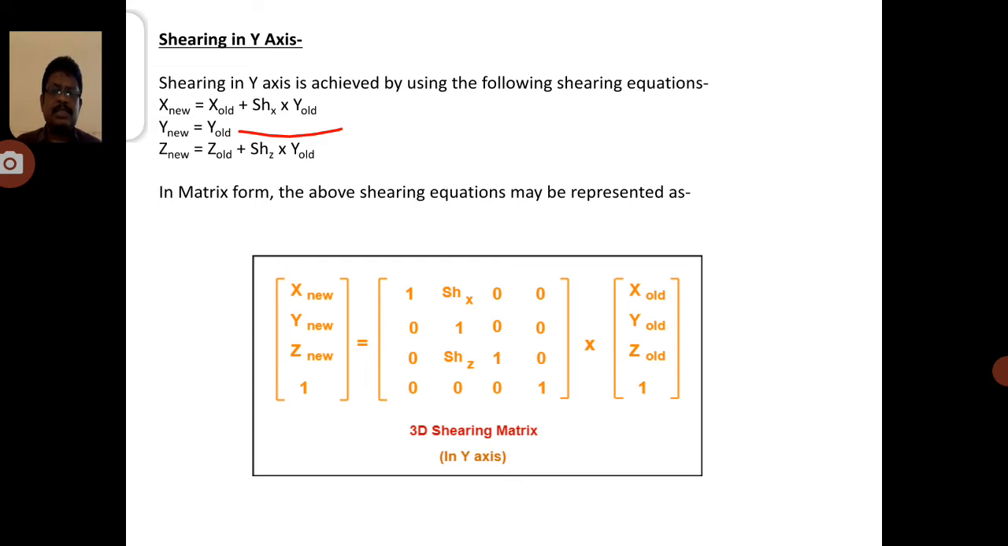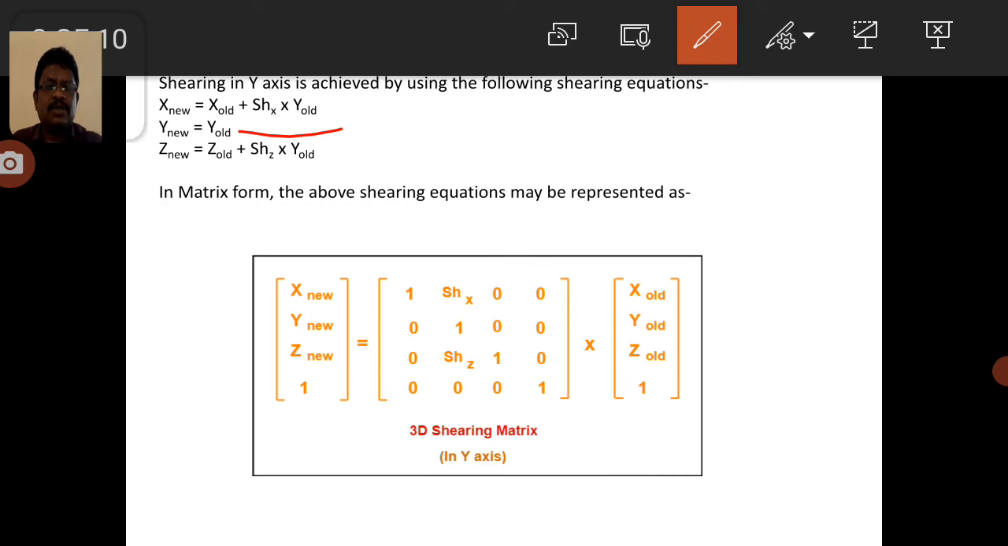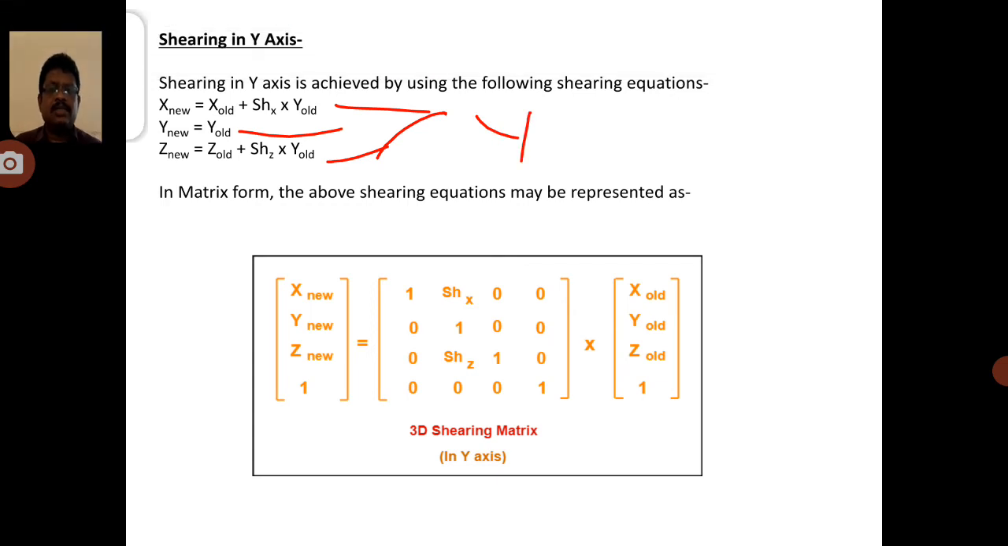And coming to x new equals x old plus SHX into y old, and z new equals z old plus SHZ into y old. You can observe here the two common notations which we are using in z as well as x. These two are nothing but the y value, taken because the shearing is on the y value. That's why we need to consider the y old value, which is applied to the x new and the z new value. So y new is the constant value.